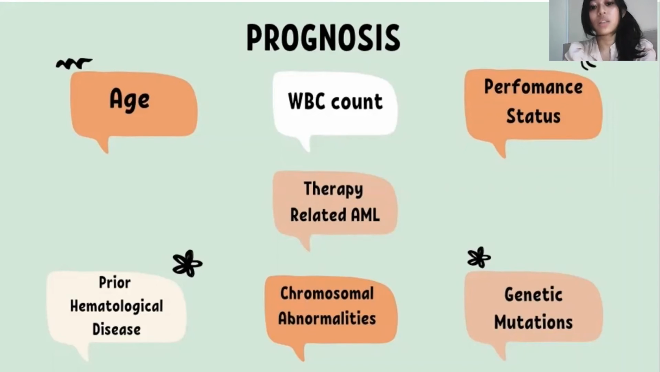The second one is the white blood cell count. High white blood cell count will also lead into poor prognosis because it has been associated with clinical sign of greater tumor burden. The third one is performance status. Poor performance status usually reflects comorbidities and organ dysfunction. This has proven that poor performance status will also lead into poor prognosis.